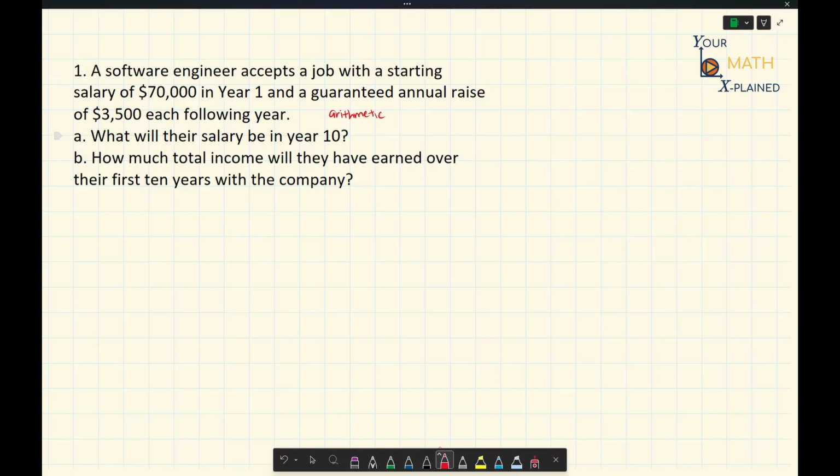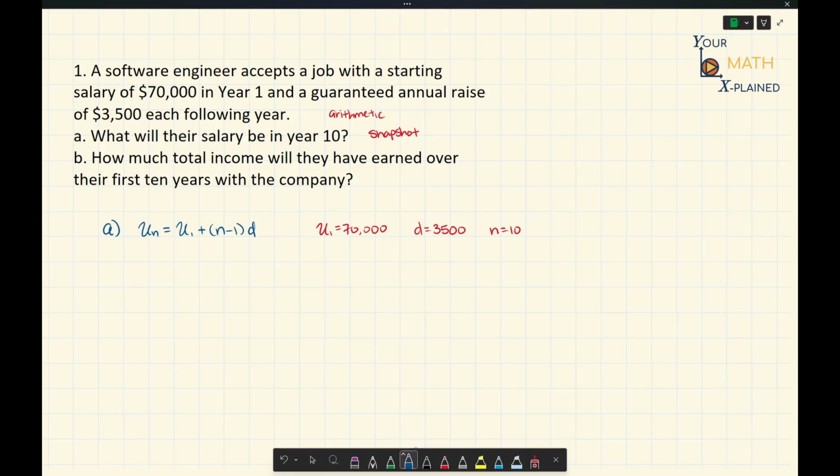And for part A of the question, we're asked for their salary in year 10. So this is a snapshot, because all we care about is that specific year, which means for part A, we're going to be using the formula for a sequence. Now, the formula for an arithmetic sequence is U sub n is equal to U sub 1 plus n minus 1 times d. And here we know that U sub 1 is 70,000 because that's the starting salary in year 1. We know that the common difference here is 3,500 because that's the increase every year. And we know that n is equal to 10 because we're interested in year 10.